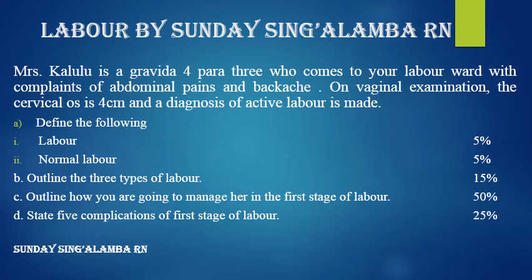So today we're going to talk about labor. The stem of the question reads, Mrs. Kalulu is a gravida 4, para 3, who comes to your labor ward with complaints of abdominal pains and backache. On vaginal examination, the cervical os is 4 centimeters and the diagnosis of active labor is made.